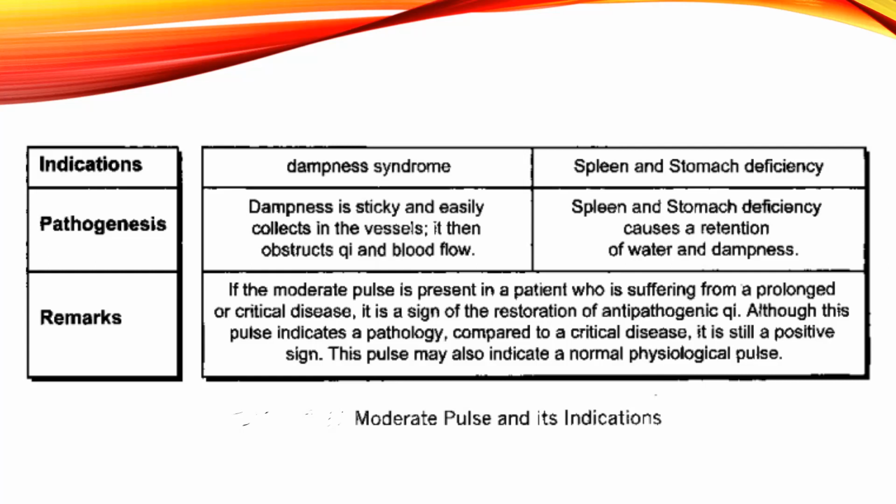So remarks, if the moderate pulse is present in the patient who is suffering from a prolonged or critical disease, it is a sign of the restoration of antipathogenic chi, nakaka-recover na. So magandang sign to. Although this pulse indicates a pathology compared to a critical disease, it is still a positive sign. This pulse may also indicate a normal psychological pulse. So pag nagma-moderate na, matuwa na tayo kasi yung antipathogenic chi ay nare-restore na.